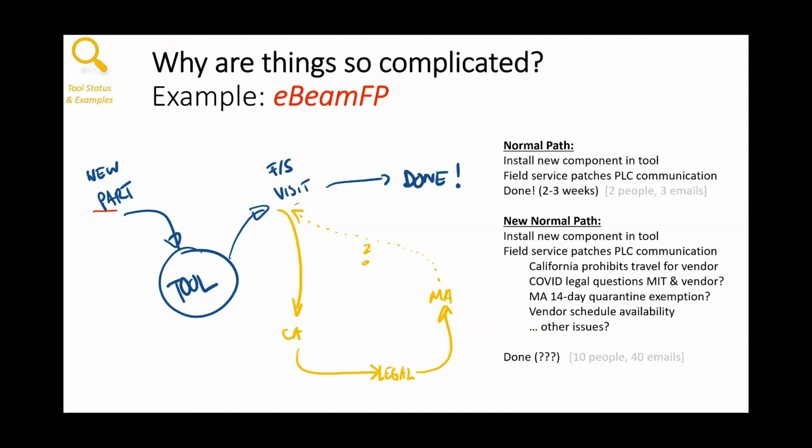And what that means is at the end of the day, when we're done, it probably involved 10 people and 40 emails rather than 2 people and 3 emails. And that dramatically increases your delays. And it makes it extraordinarily hard to predict because you don't know how long management of a company or MIT decides to review contracts and COVID promises and so on. So all these non-technical problems really add uncertainty and delays.